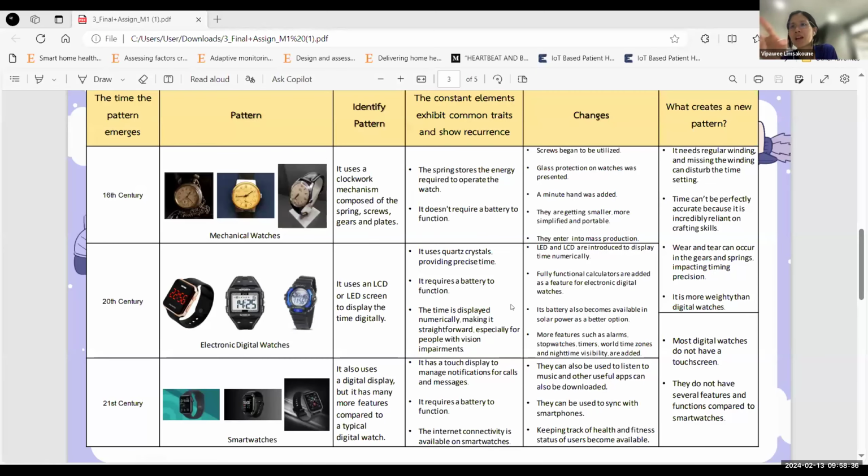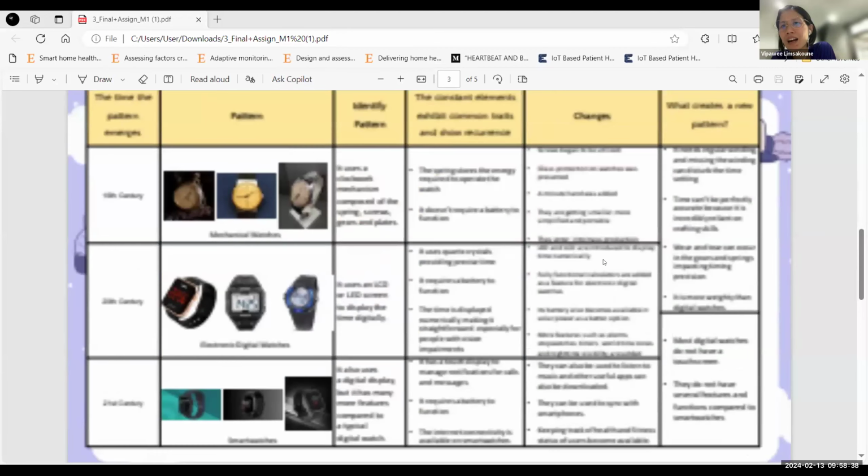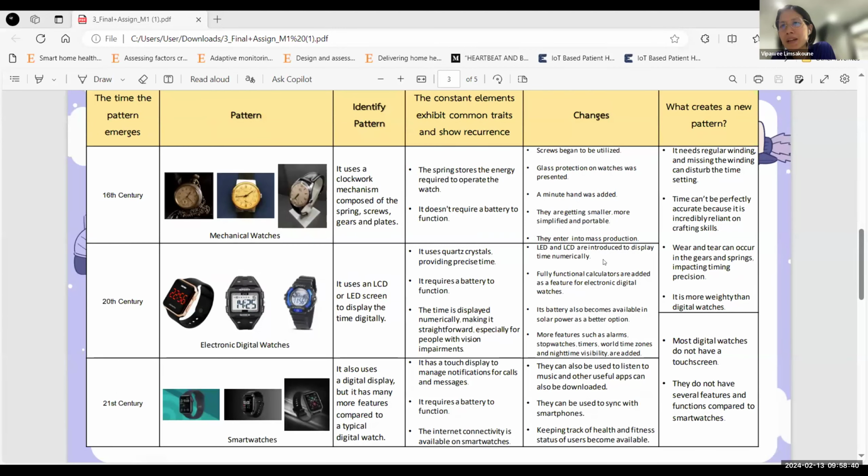I think from now you guys could skip the constant element, exhibit common thread, and skip the change within pattern. I will look into it by myself, but you could present identify your patterns and also what creates a new pattern. When you're ready, you could start.